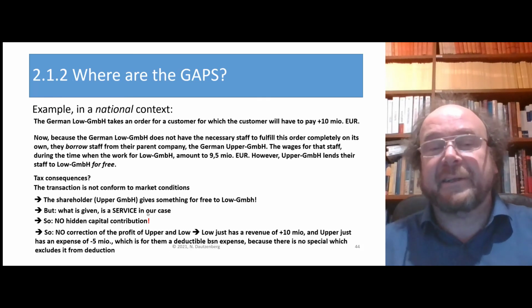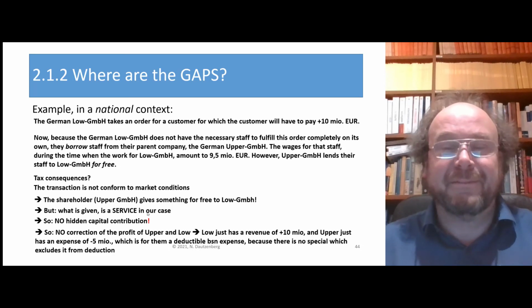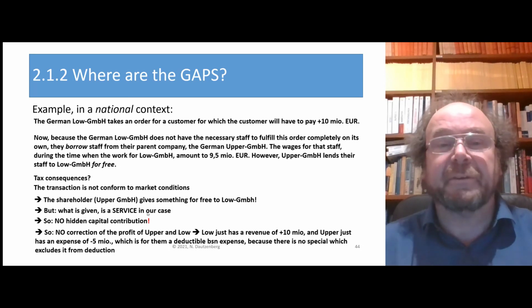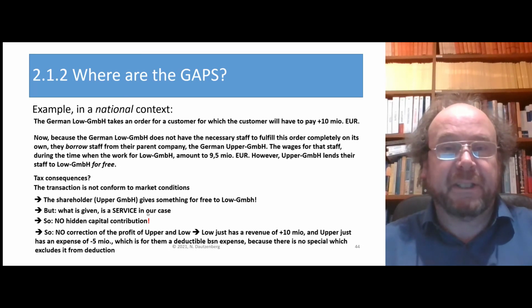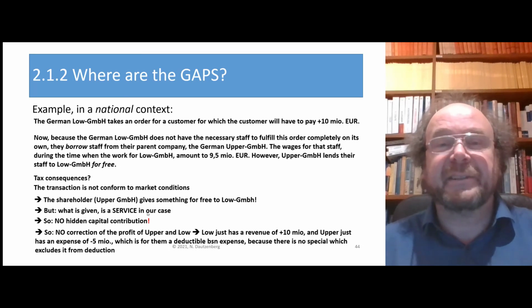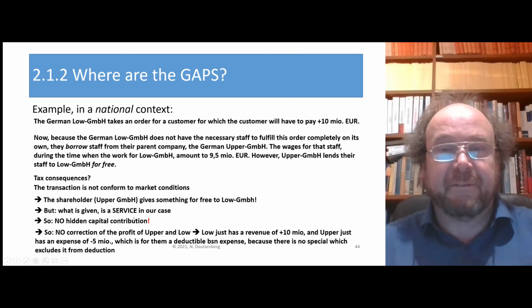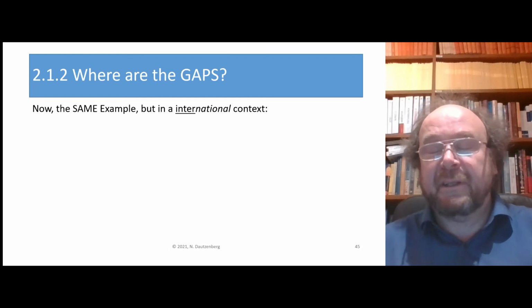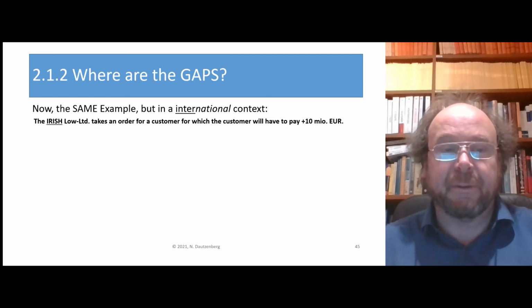But on the other hand, the total tax effect would probably not have been completely different if low GmbH and upper GmbH are both in the same state. There is no big tax saving effect available in the average conditions. Now, in an international context, the whole thing has consequences which are different.